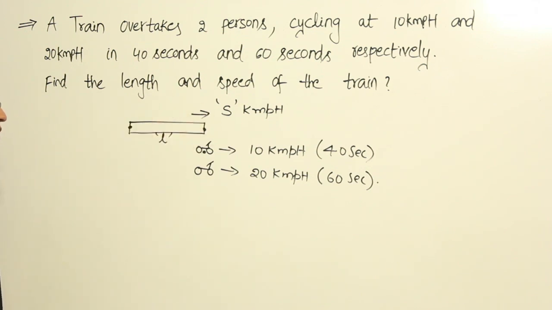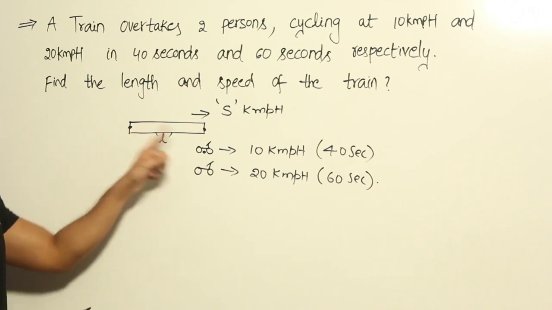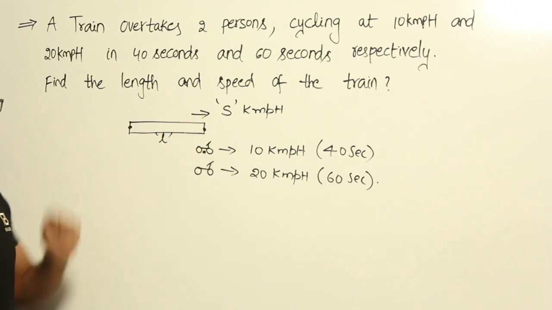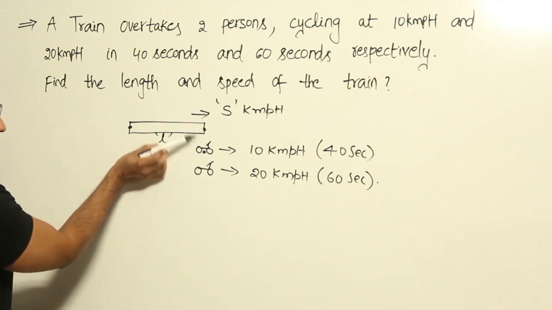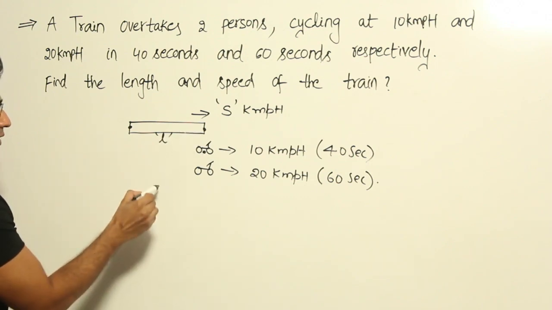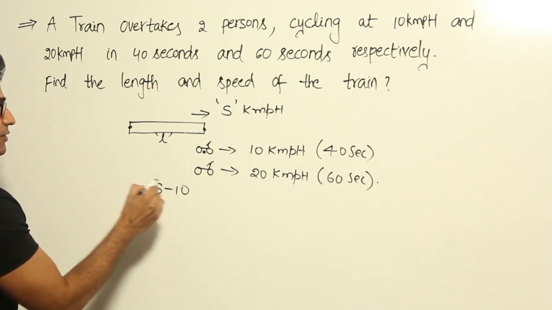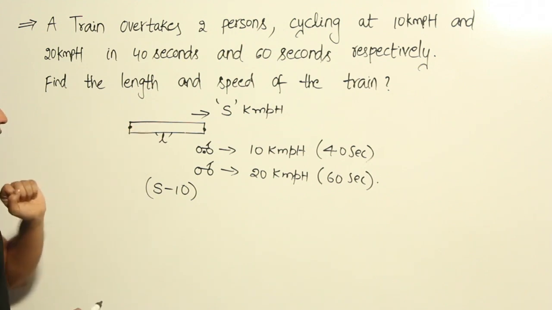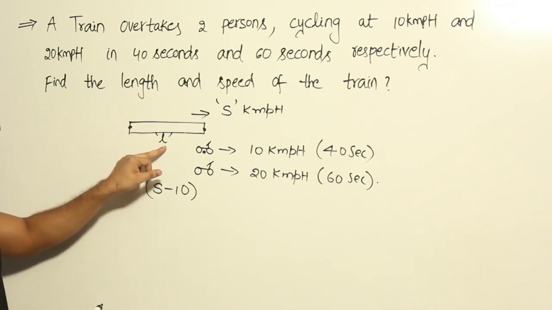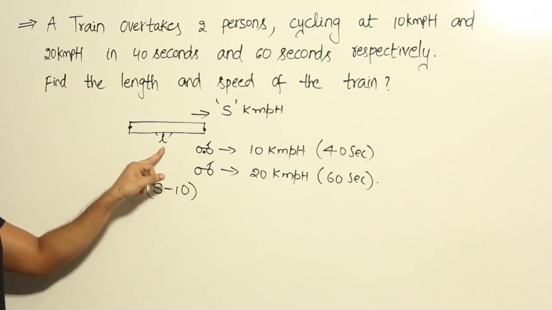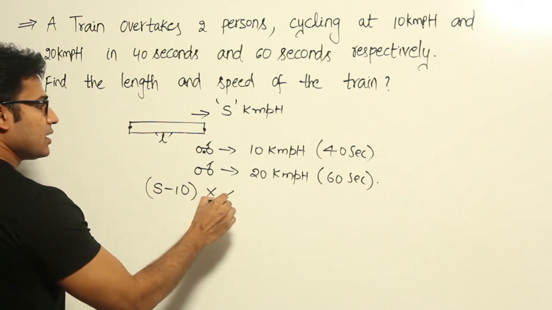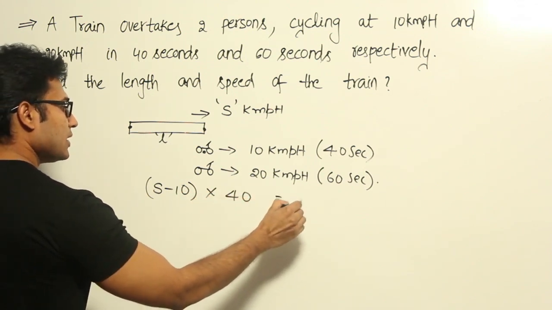And as you know, if both of them are moving in the same direction, the relative speed is going to be the difference of the two, right? So when can it overtake? Only when it is moving at a higher speed. Therefore s is supposed to be higher compared to this. So coming to the train and this cycle, the relative speed is nothing but s minus 10. Now using this relative speed, they are covering a distance equal to the length of the train in 40 seconds. Therefore relative speed into 40 is going to be the length of the train.